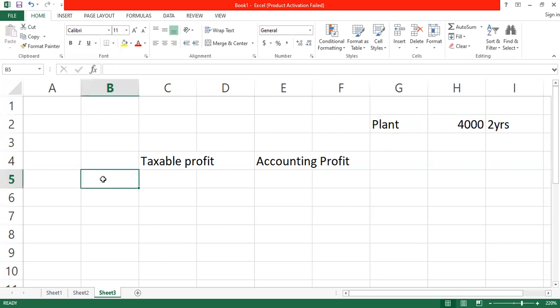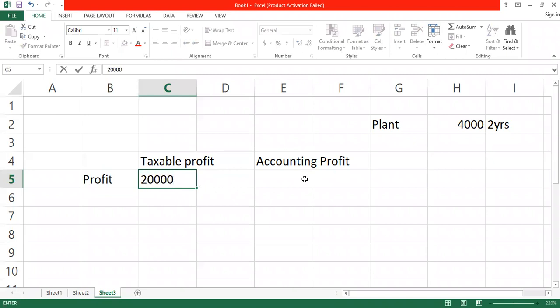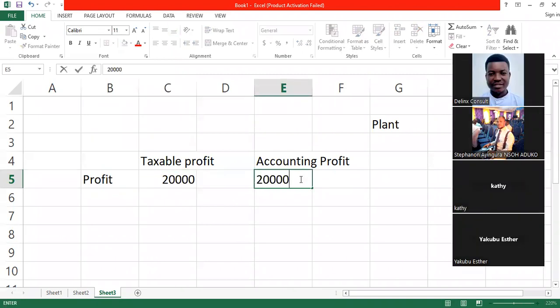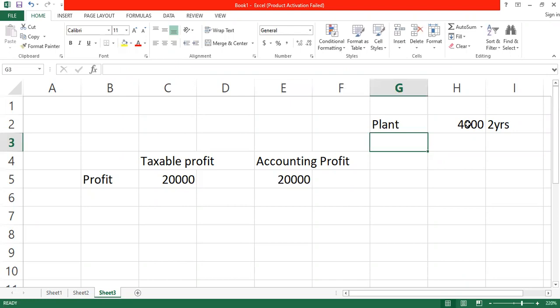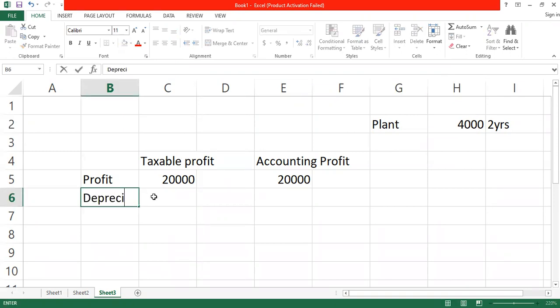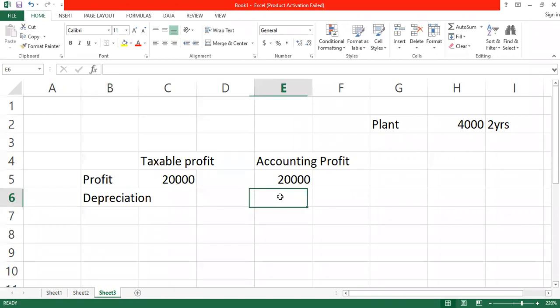So let's assume that, all things being equal, the taxable profit is 20,000, and the accounting profit is also 20,000. That is profit before depreciation. Okay, so if we are doing this, what will be the depreciation for the accounting profit for the first year? That will be 2,000, isn't it? Yes. That is the first year, 2,000. We are using 2 years, so divided by 2.